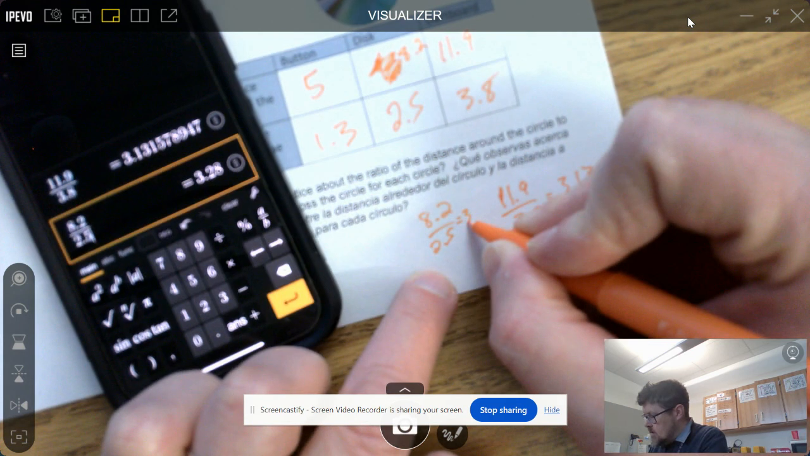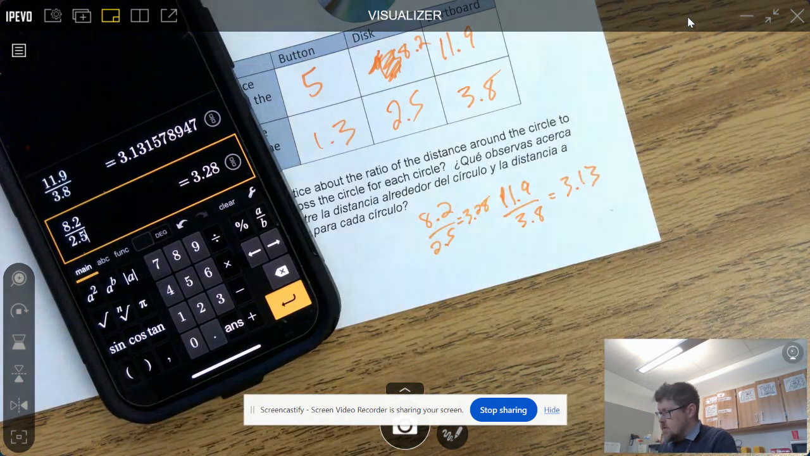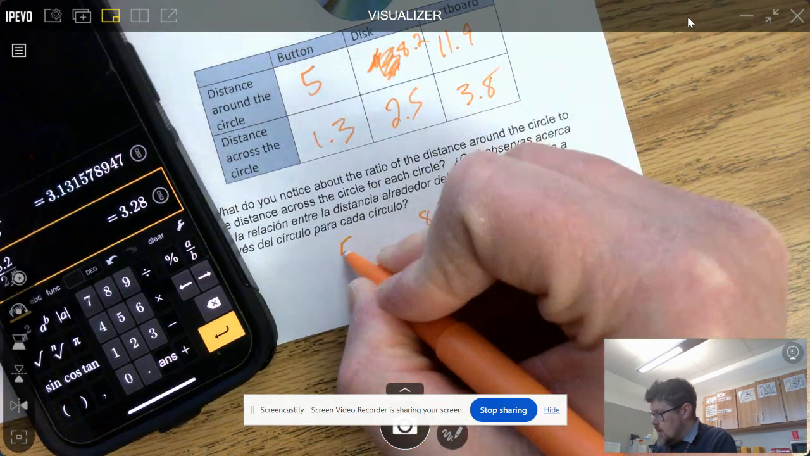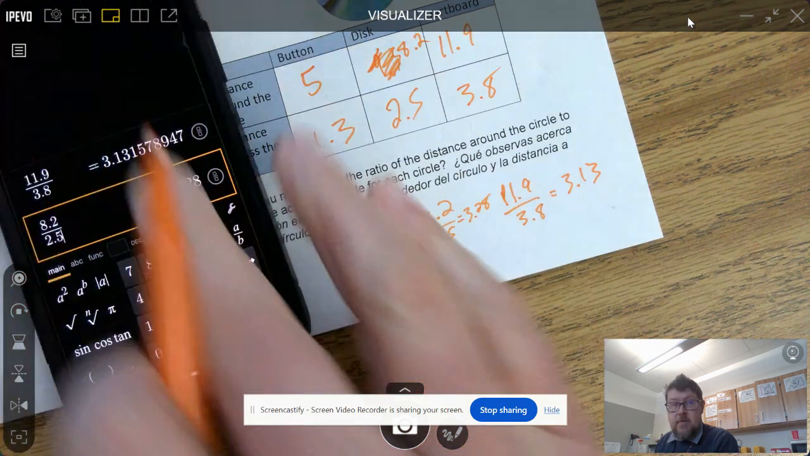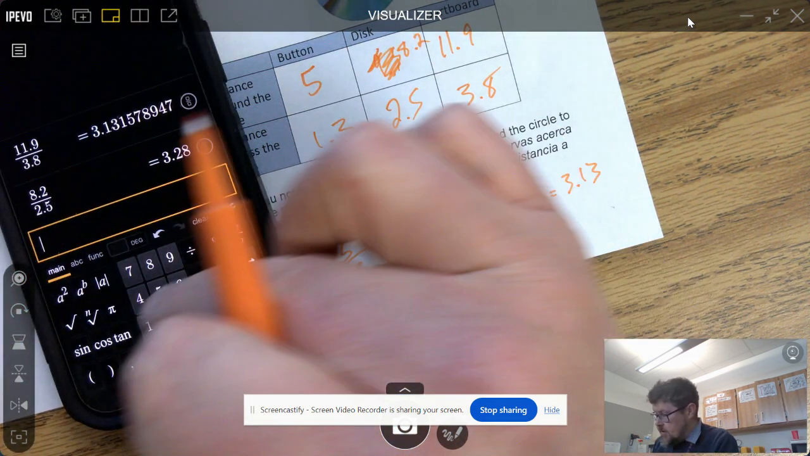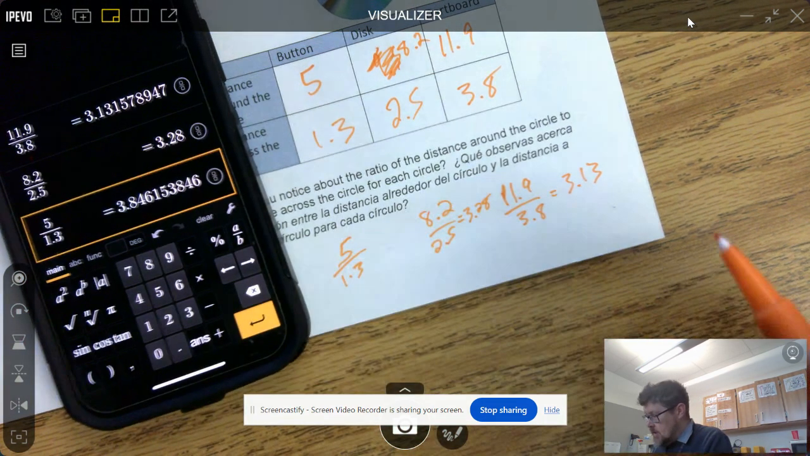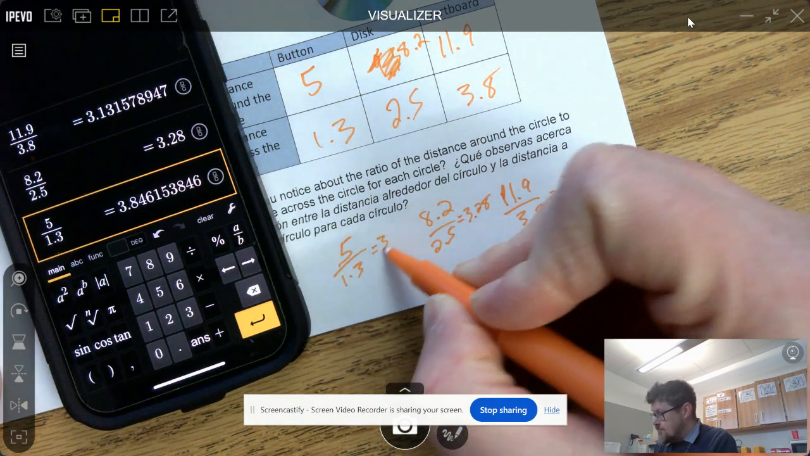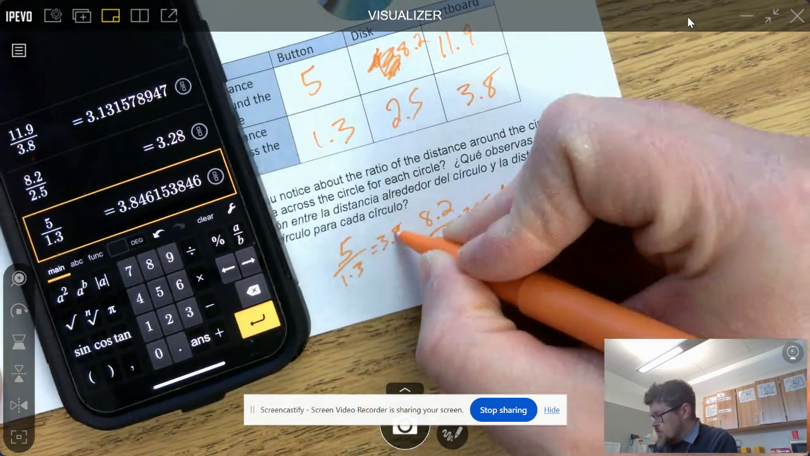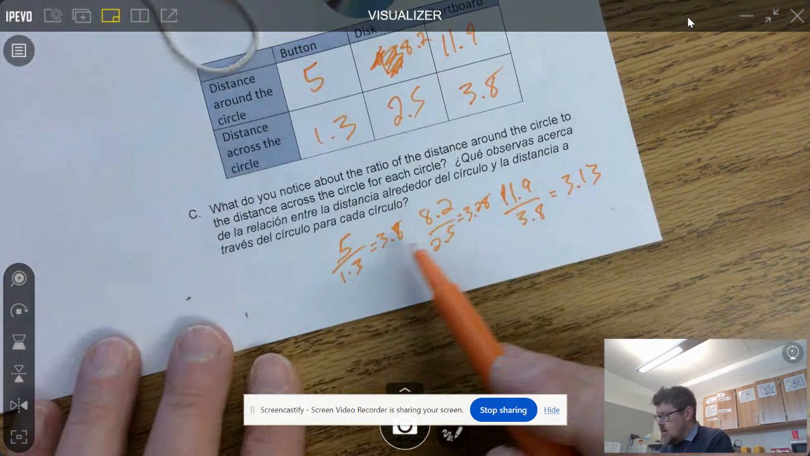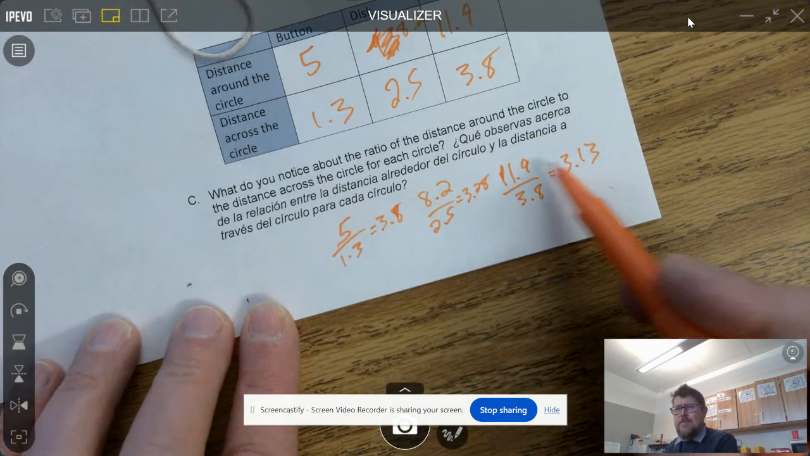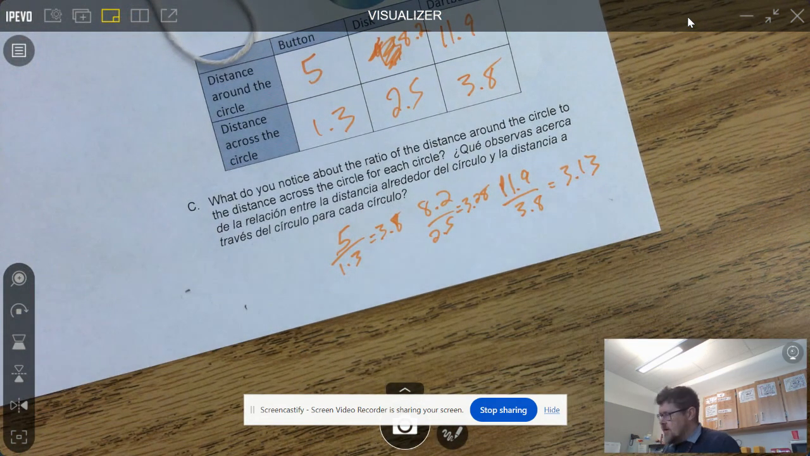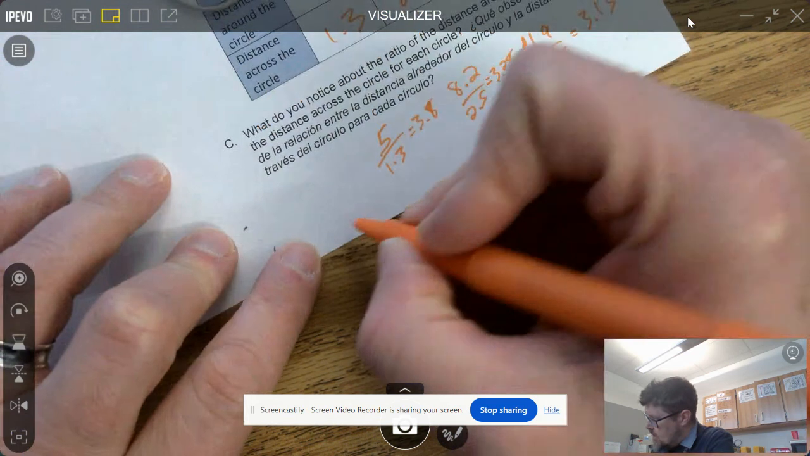Again, this is down to the roughness of the measuring technique, right? So we're going to take that 5, and we're going to divide by 1.3. Then we get to 3.84. Oh, that one's way off. Again, because it's so small, it's super hard to measure. So they're all in the threes, right? We can say they are all around 3.